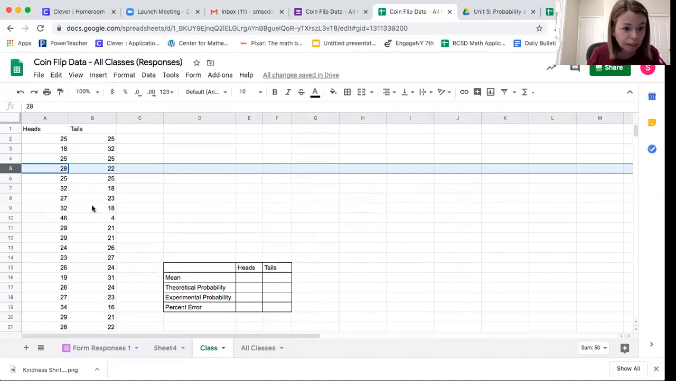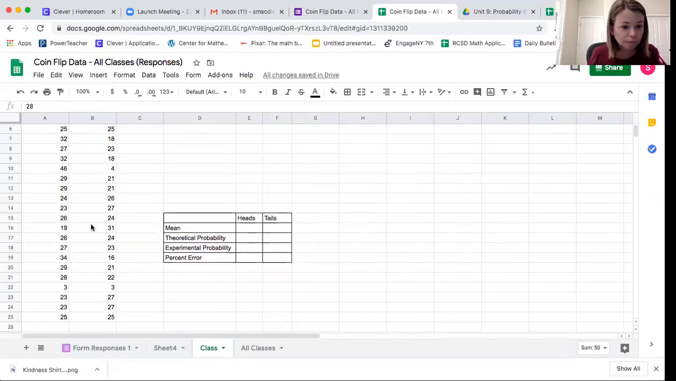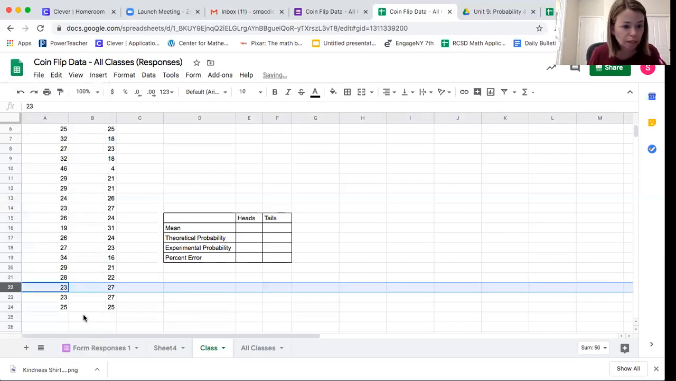Let's see. I'm not sure how somebody got heads 46 times. I don't think I could do that even if I tried. And since I'm browsing through it quickly, I might miss something, but I'm trying not to. Somebody did heads 3 times and tails 3 times. That's not gonna work for us. Everything else looks pretty good.